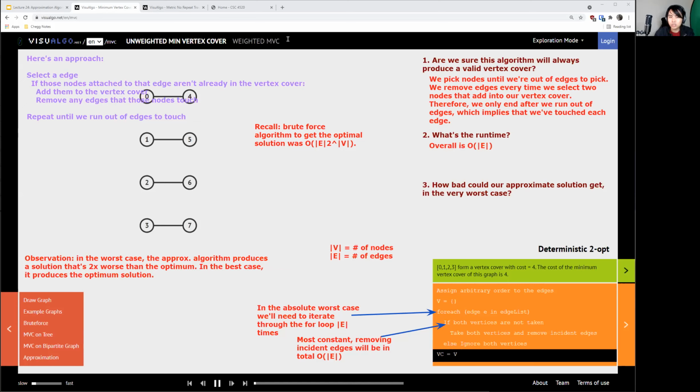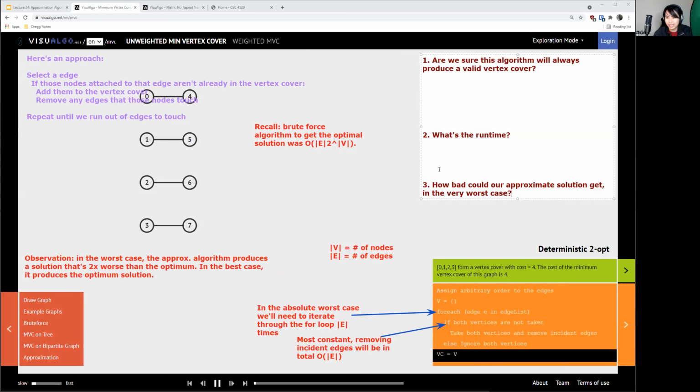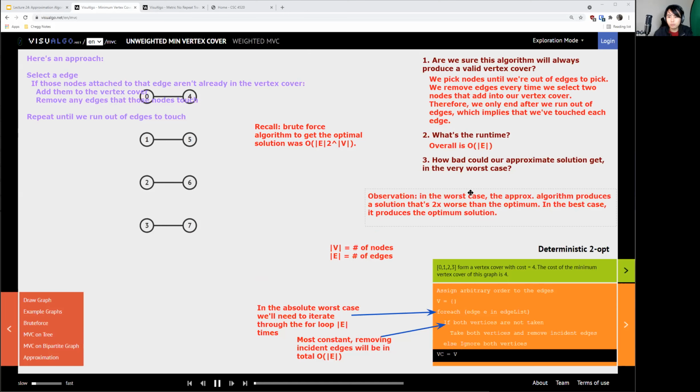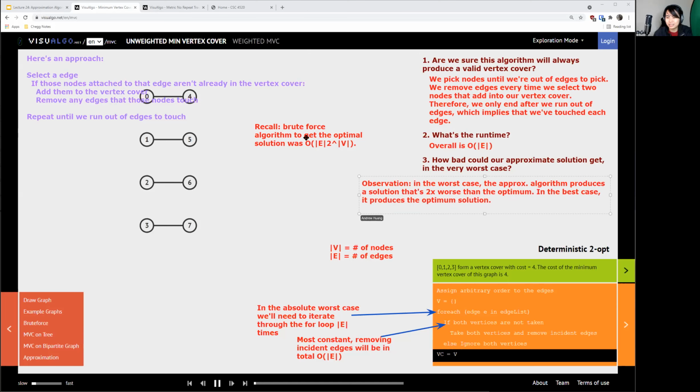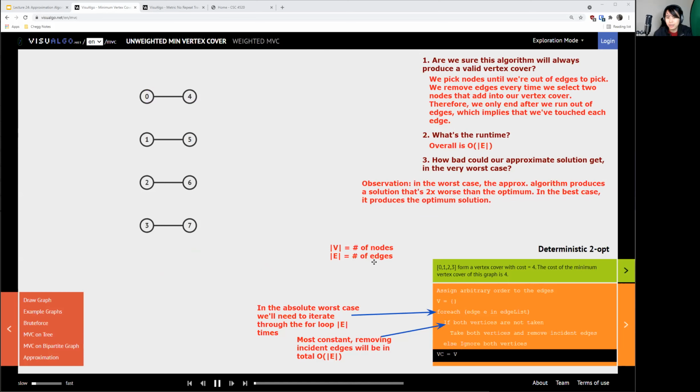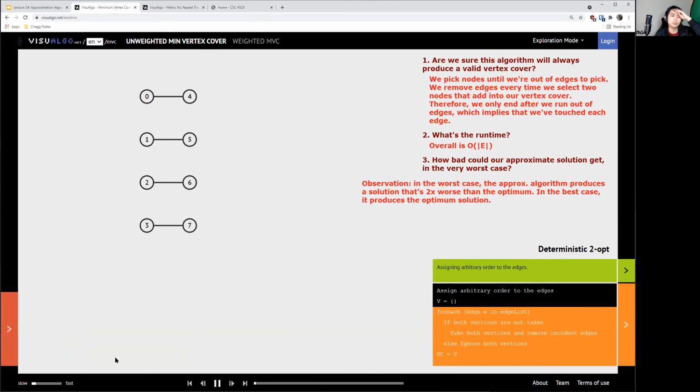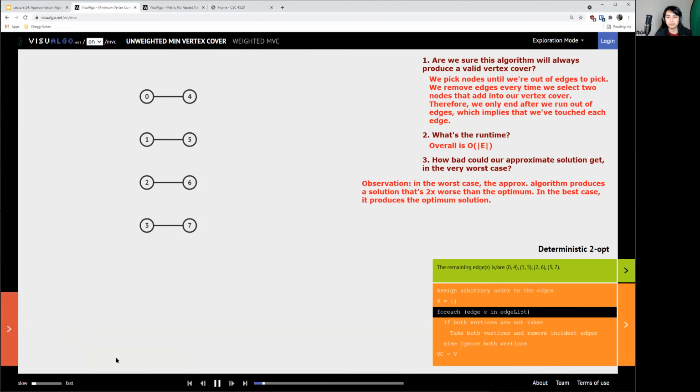Lastly, how bad could our approximate algorithm get in the very worst case? We know for now that in the worst case, it seems like our approximation algorithm will produce a solution that's 2 times worse than the optimum. And then in the best case, it's going to give the optimum solution, all right? Let's go ahead and just try to think about why that's the case. In this case, if we just run our approximation solution, let me make this faster.